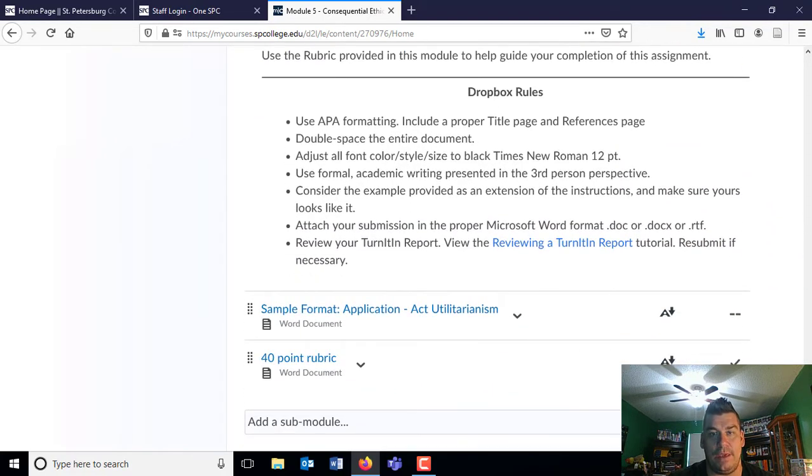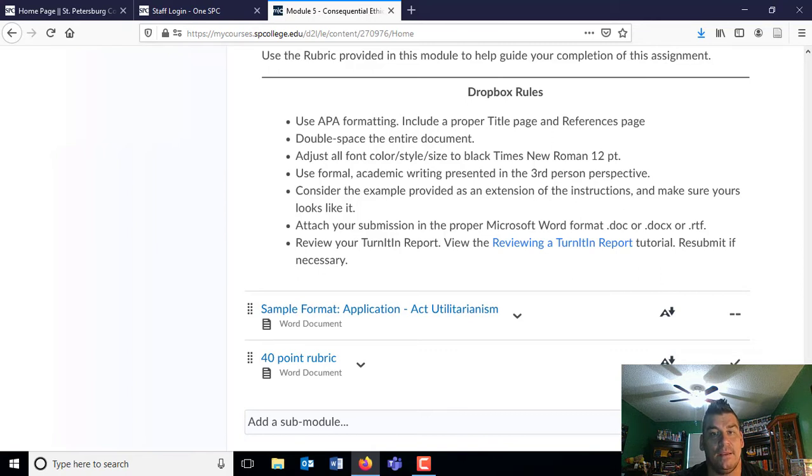We're going to use full APA formatting, including title page and references page, double space the entire document, Times New Roman, 12-point font, formal academic writing, presented in third-person perspective. I don't want any first person, I, me, we, us, our. We don't need any of that for this.